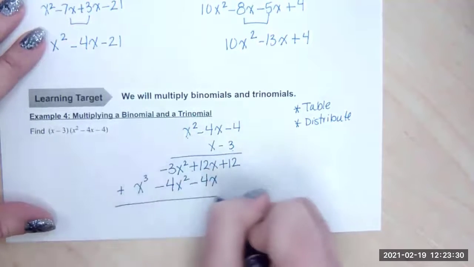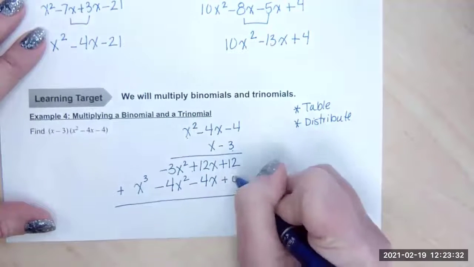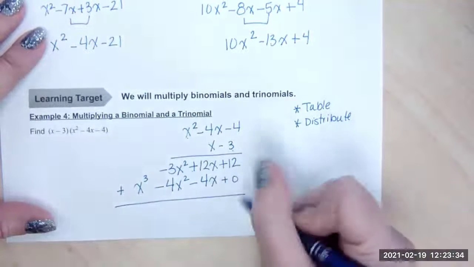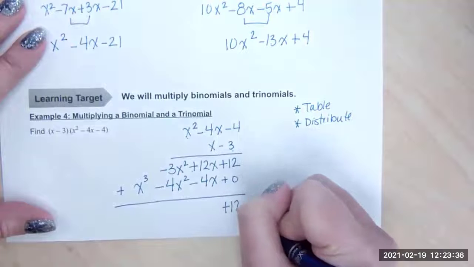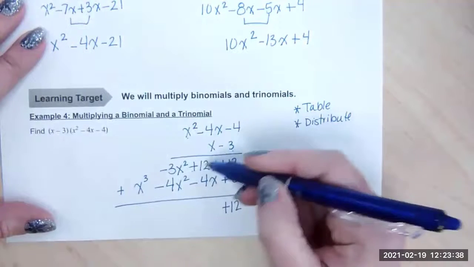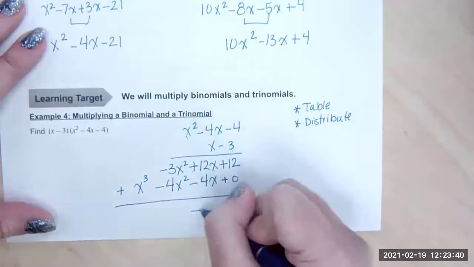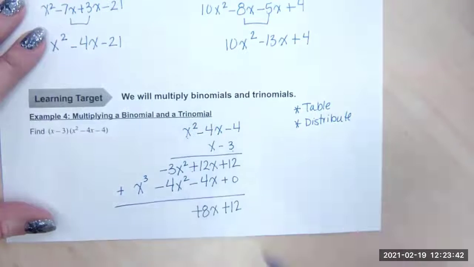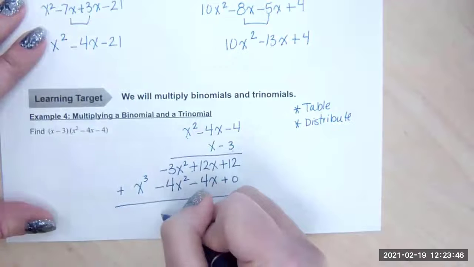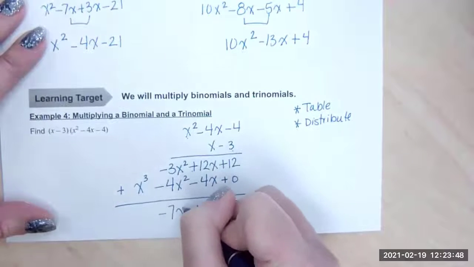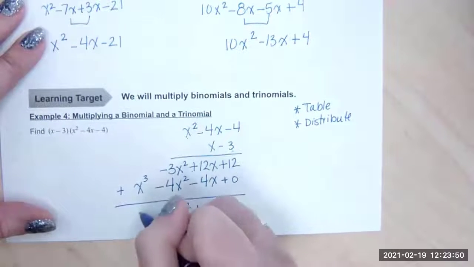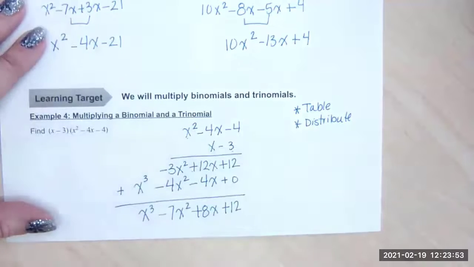Next, we're going to add our terms. If it's helpful, you can fill in the blanks here. So 12 plus 0, well, that's 12. 12 plus a negative 4x gives me a positive 8x. Negative 3x squared plus negative 4x squared is going to give me a negative 7x squared. And then my x cubed is by itself.